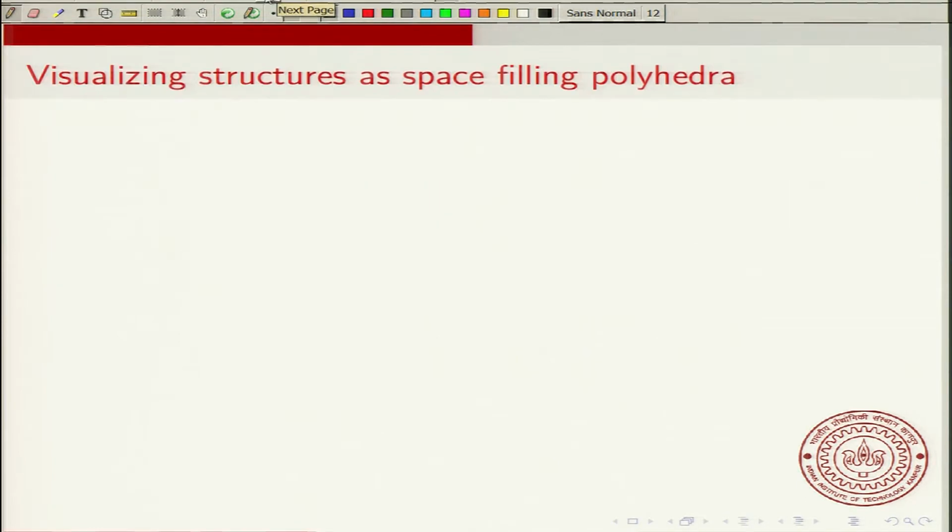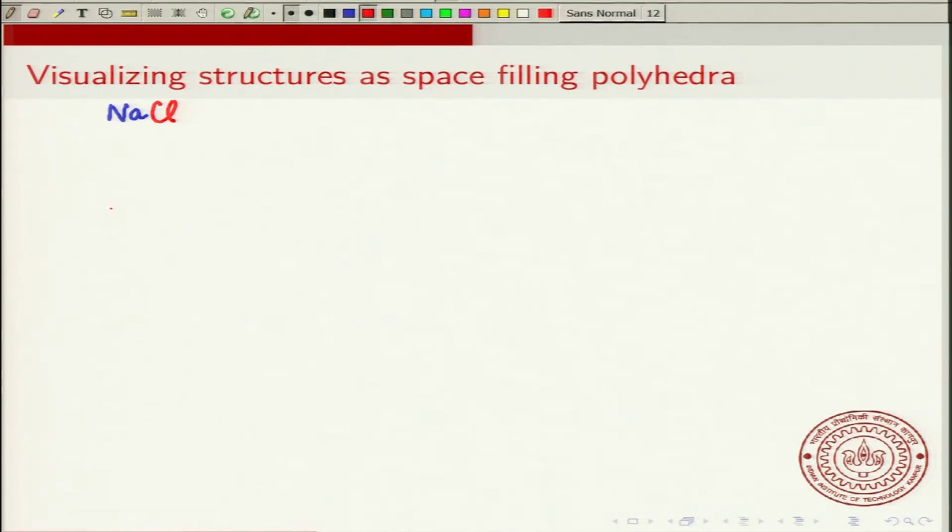So, now let's visualize some structures as space filling polyhedra. I'll just show this through an example. The example I will take is the sodium chloride structure. So, we will start with the sodium chloride structure. Here in a sodium chloride structure, I will show the chloride ions as forming the close pack and the sodium ions as occupying the octahedral voids.